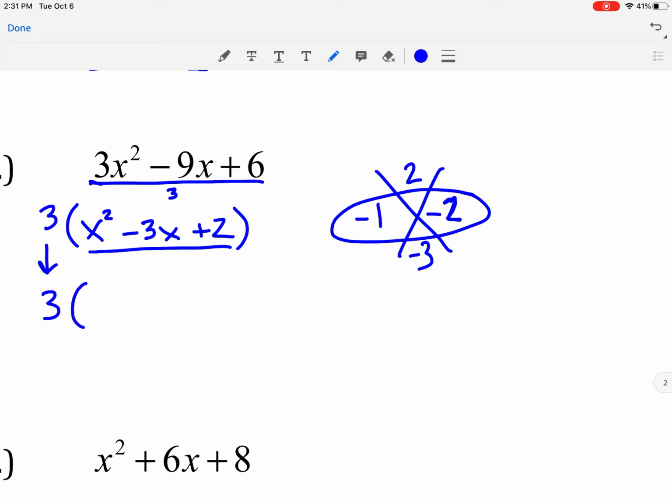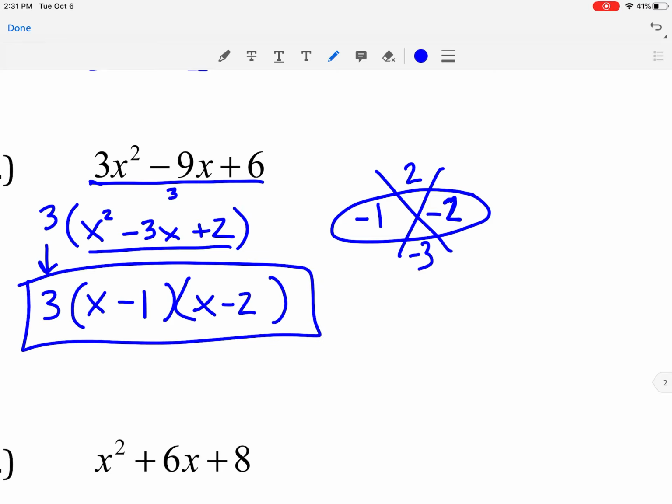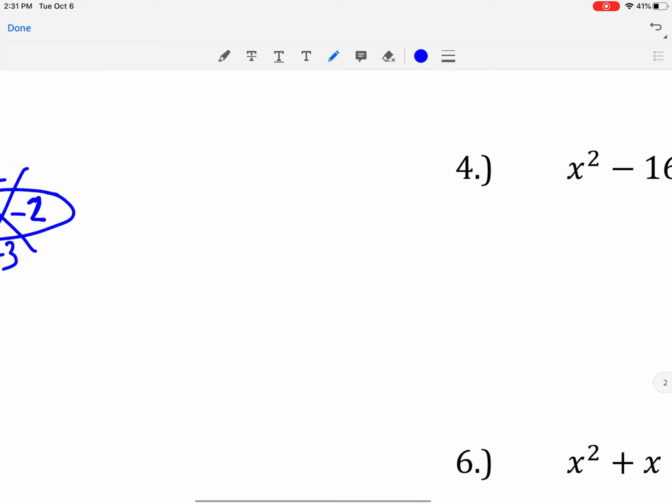Don't forget to keep your 3, so that's just going to come straight down. And then this is going to turn into, with our shortcut, we're just going to use those numbers we circled, negative 1 and negative 2. So there is our final answer.